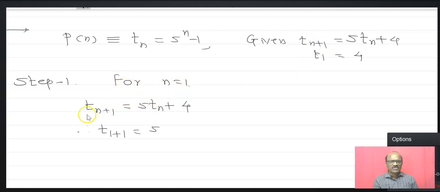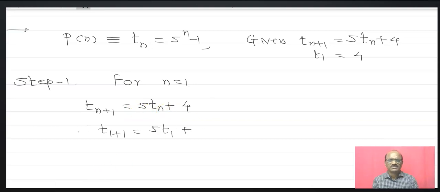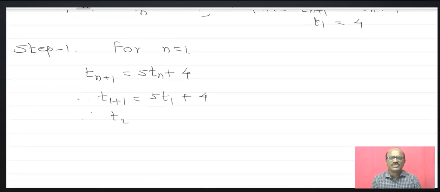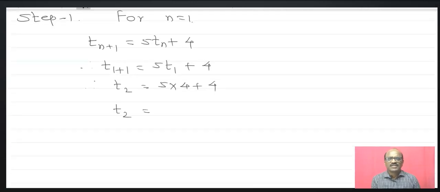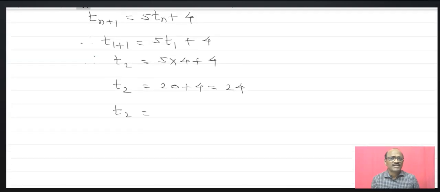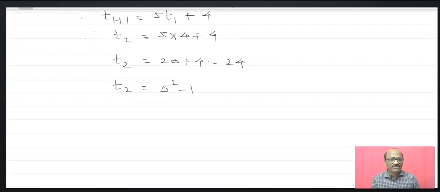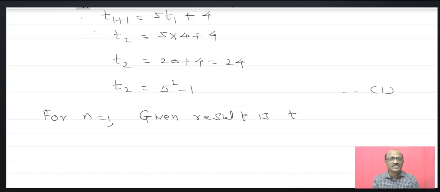Now for n equals 1, t(n plus 1) is equal to 5 tn plus 4. Now we substitute the value. That is, t2 is equal to 5 t1, and we have the value of t1 as 4. Therefore t2 is equal to 20 plus 4, that is 24, and it is written as 25 minus 1, which is nothing but t2 equals 5 raised to n minus 1. This is first. Therefore for n equals 1 the given result is true.